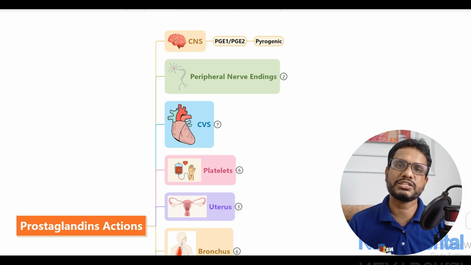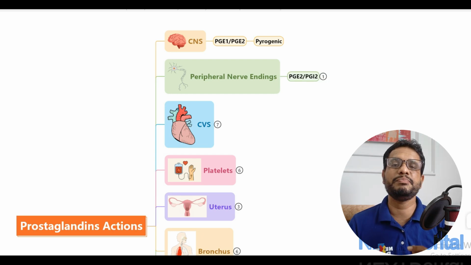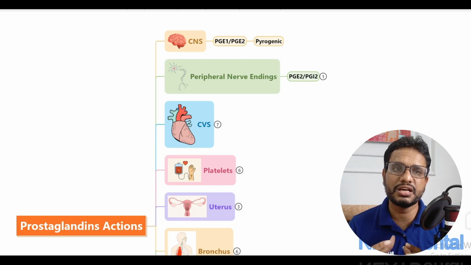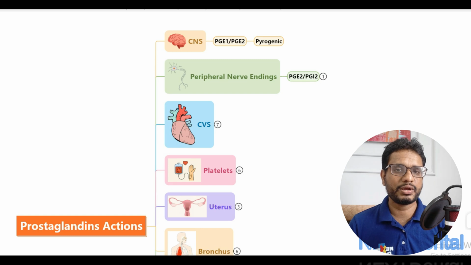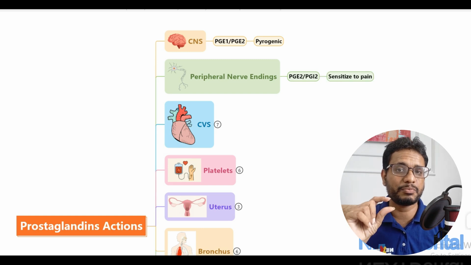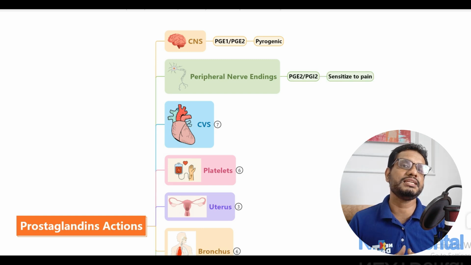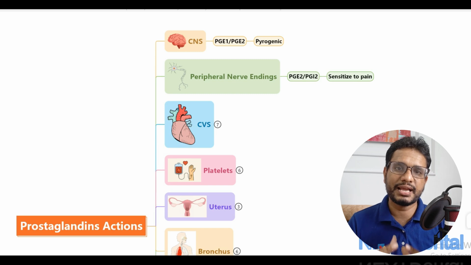Then we have the action of these on the peripheral nerve endings. Near the peripheral nerve endings you have PGE2 and PGI2, and these are going to sensitize the peripheral nerve endings to pain. That's how NSAIDs, if prescribed, reduce these prostaglandins, and hence they will produce a pain relieving effect.